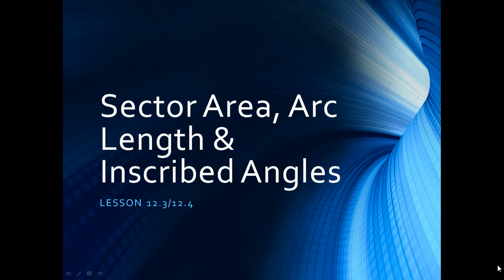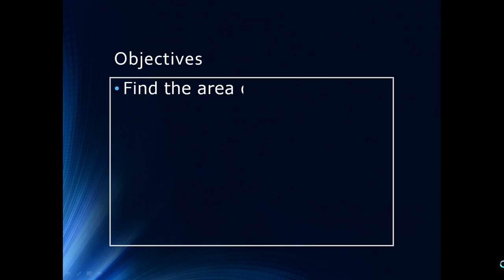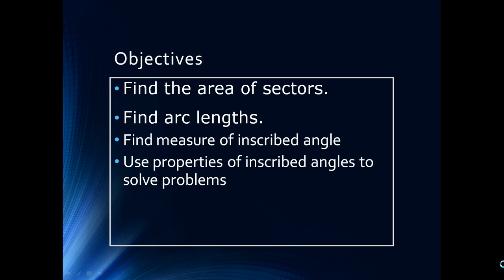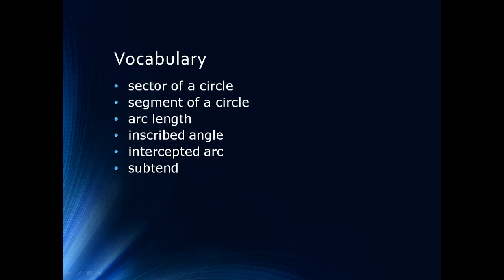Lesson 12.3, 12.4, Sector Area, Arc Length, and Inscribed Angles. Your objectives are to find the area of sectors, find arc lengths, find the measure of an inscribed angle, and to use the properties of inscribed angles to solve problems. The vocabulary is sector of a circle, segment of a circle, arc length, inscribed angle, intercepted arc, and subtend.